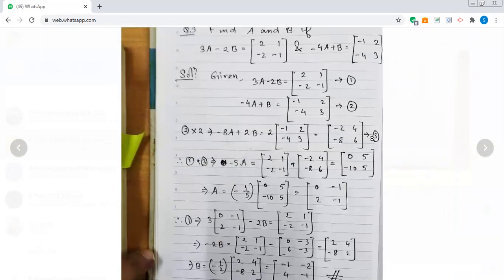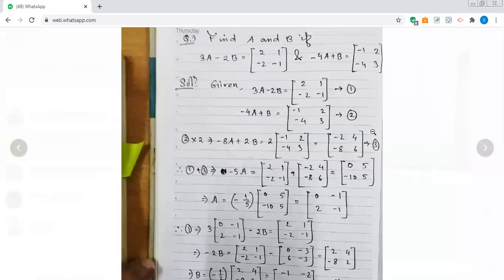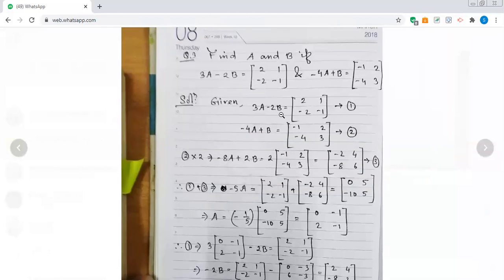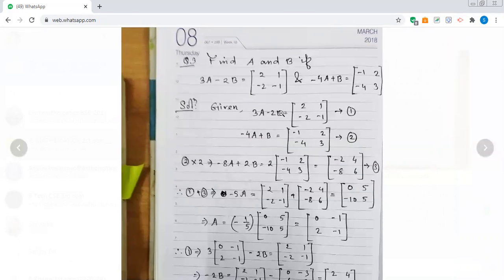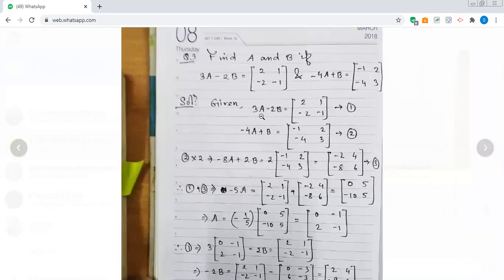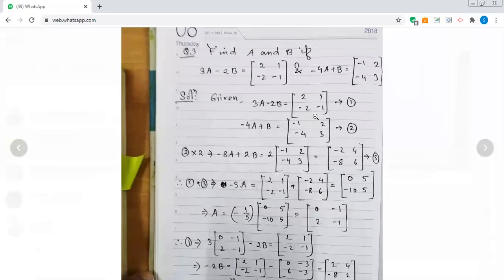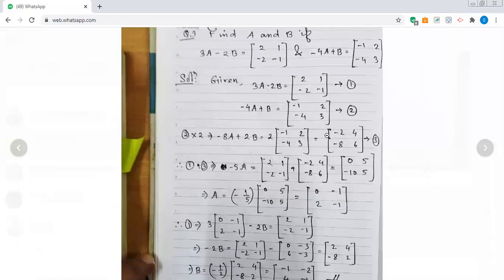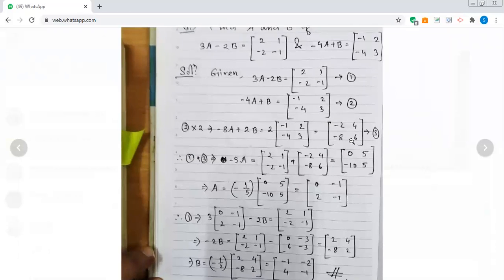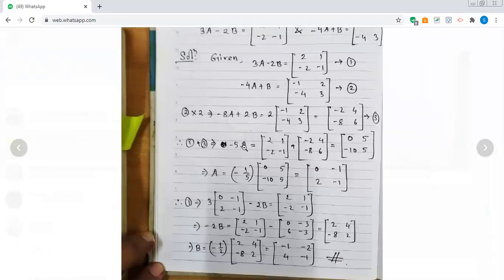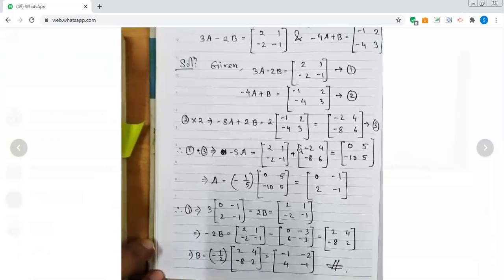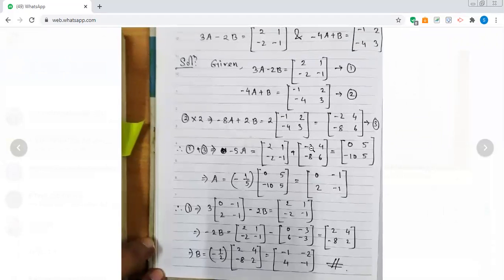So now what? You just have to add equation 1 and 3. Why? If you add 1 and 3, the term twice B will be cancelled, isn't it? So 3A plus minus 8A is minus 5A. Then the matrix 2, 1, minus 2, minus 1 is added with this matrix, minus 2, 4, minus 8, 6. On the left hand side there is nothing to do, on the right hand side add the matrices. Addition is possible again here because the two matrices are of the same order.